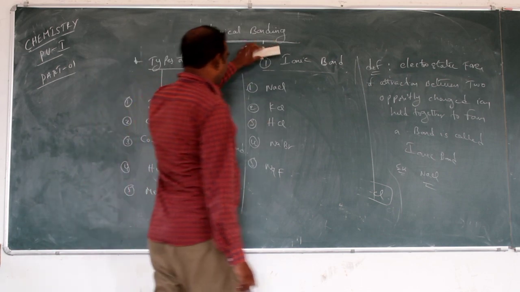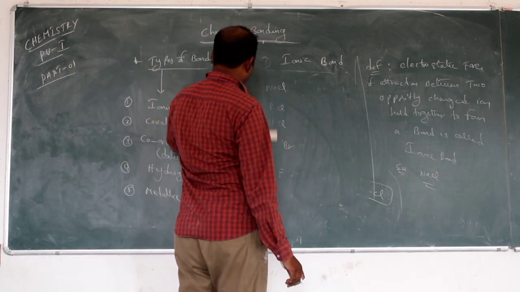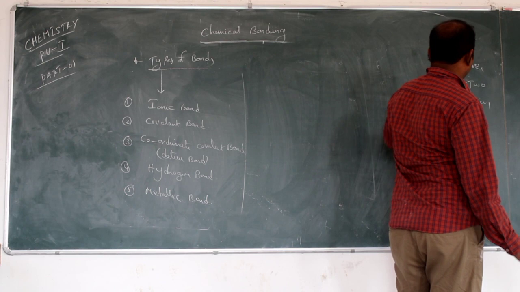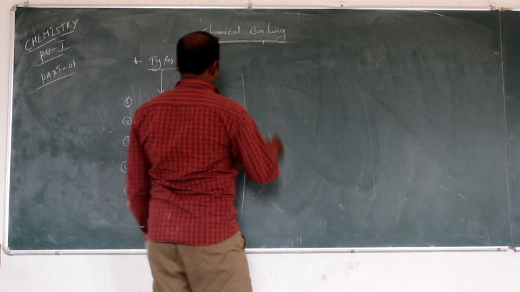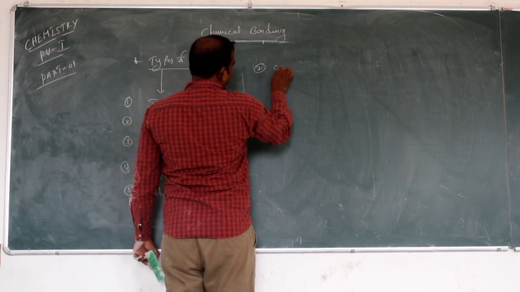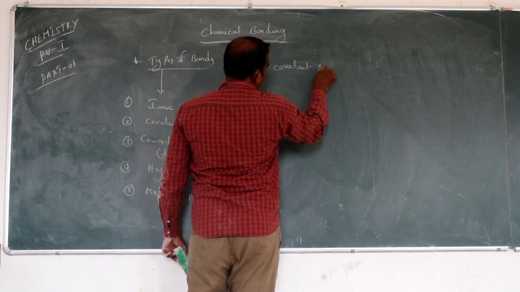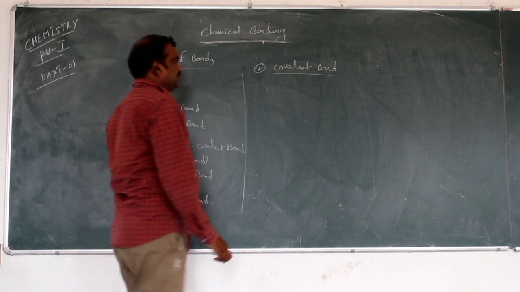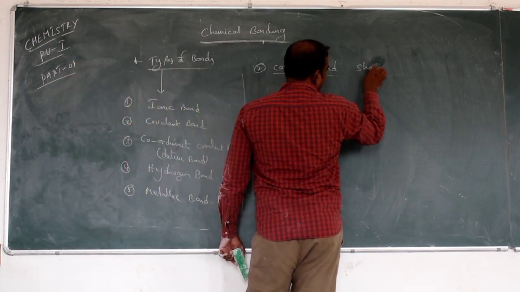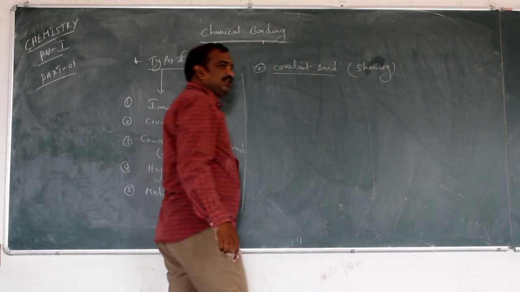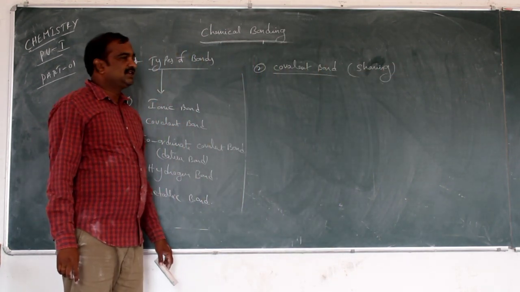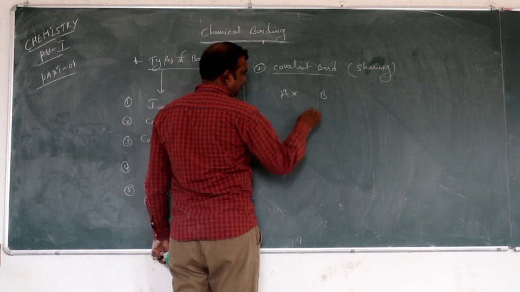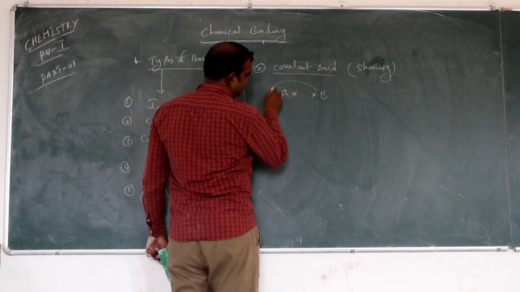Next, we go to covalent bond. Look at the second one, covalent bond. So what is a covalent bond? Covalent means nothing but sharing of electrons. See here, A and B are there. A has one electron and B has one electron. So if you share this one, here the bond is formed.